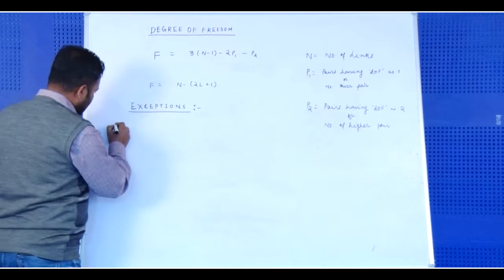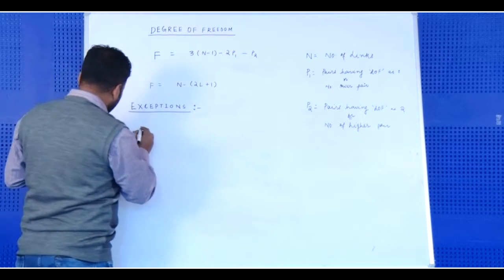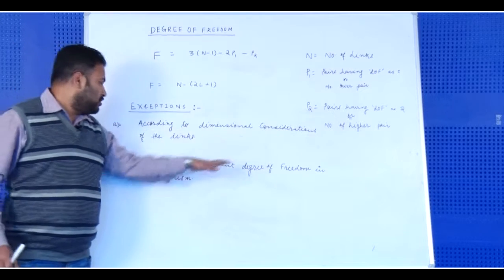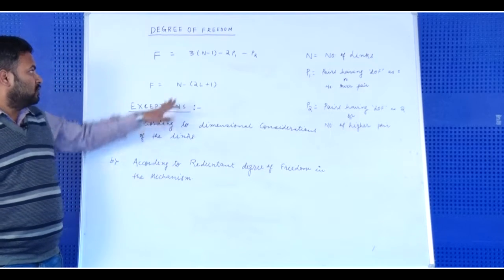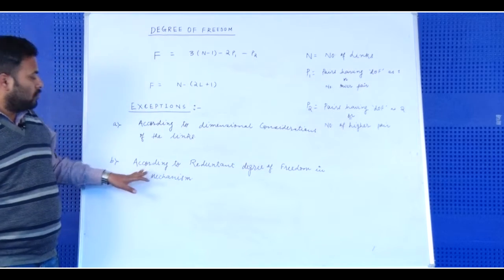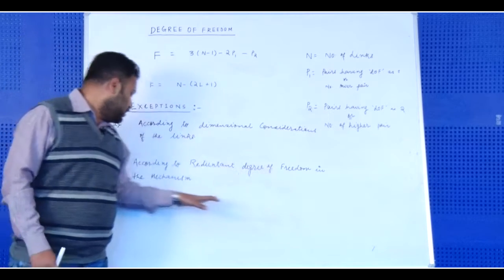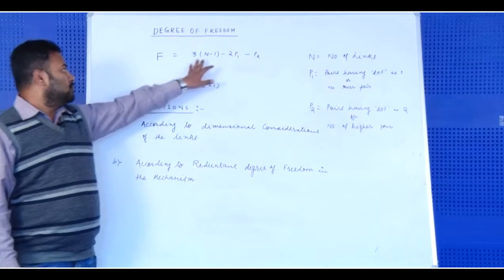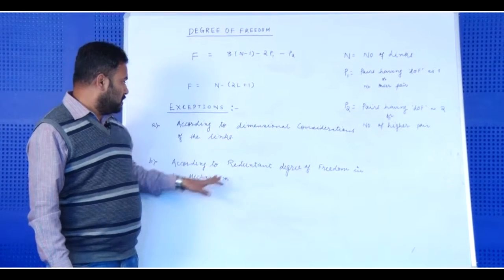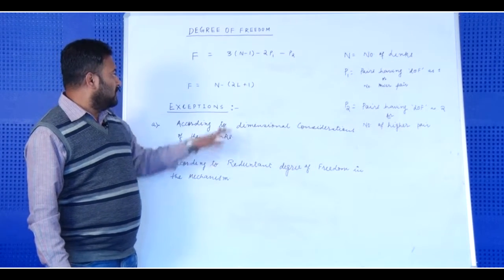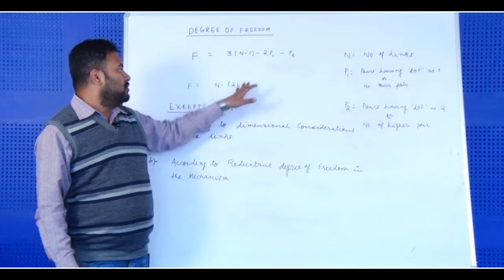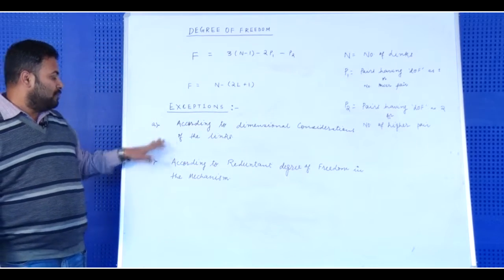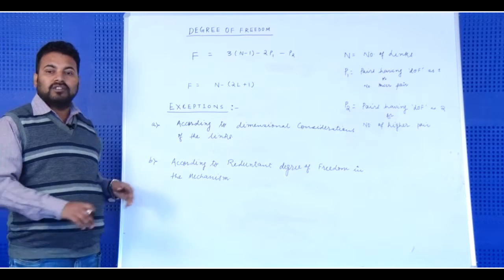The exceptions are categorized in two categories. Generally, exceptions are due to the dimensional consideration of the links, which is not considered in this formula, and also according to the resultant degree of freedom in the mechanism. So, if we consider these two properties of the mechanism, then we can find some exceptions. We will see examples of these exceptions in detail.